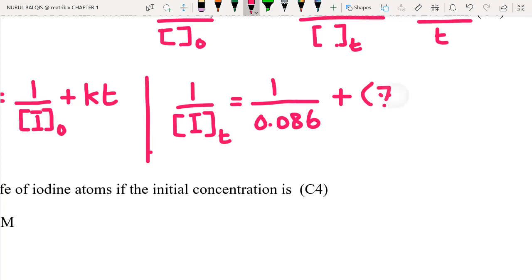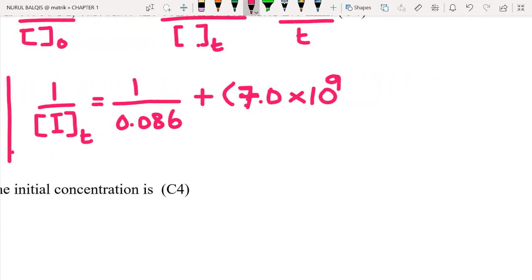7 times 10 to the power of 9, and then we have our time. So time, we should change the time from minutes to seconds, so we have 2 minutes here, and for every 1 minute is equivalent to 60 seconds.